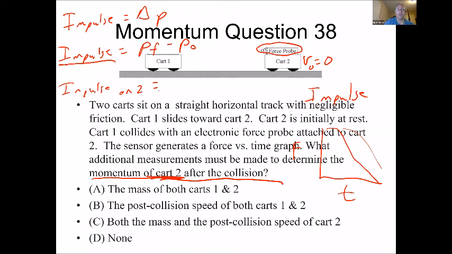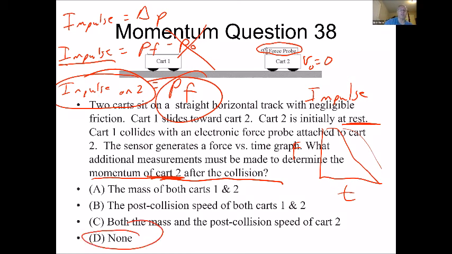And that's going to equal the final momentum of cart 2 minus the initial momentum of cart 2. Cart 2 started from rest, which means that initial momentum is 0, which means the impulse, which we can get from the curve, is equal to the final momentum of cart 2. Point being, if we have this force versus time graph, we don't need anything else. So our best answer here is D.